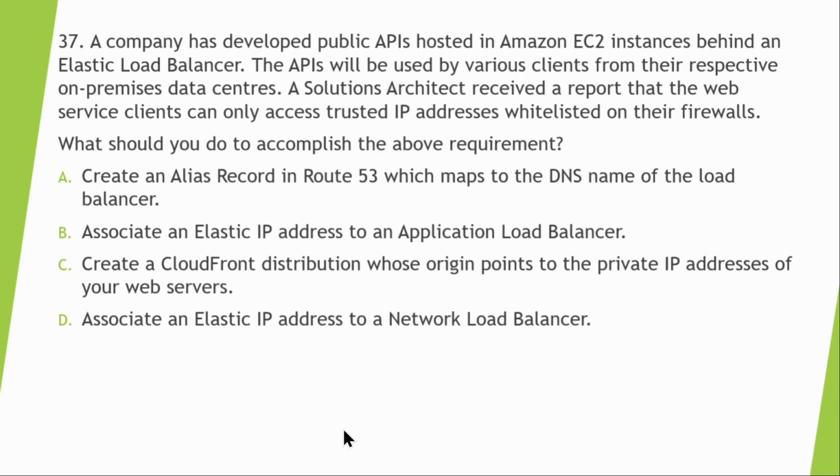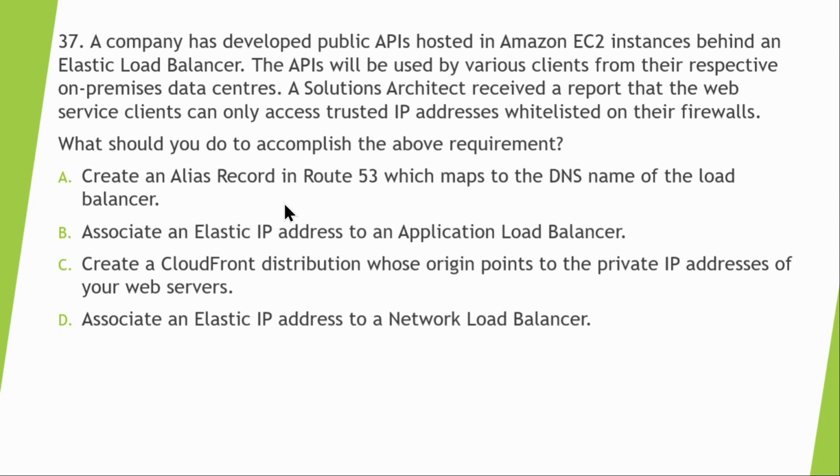Next question. A company has developed public APIs hosted in Amazon EC2 instances behind an elastic load balancer. The APIs will be used by various clients from the respective on-premise data centers. A solutions architect received a report that the web service clients can only access trusted IP addresses whitelisted on their firewalls. What should you do to accomplish the above requirement?